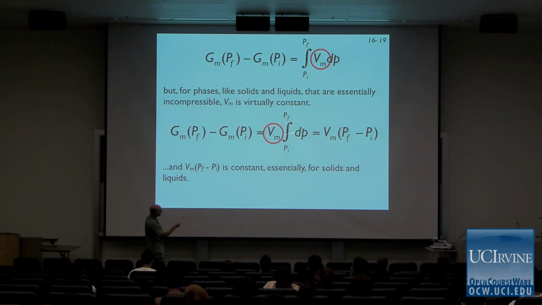We know what the molar volume of the liquid or the solid is, and we can just treat this as a delta P. We move the molar volume out front. These are now molar quantities; we just attached an M to everything. If it's a liquid or a solid, this is going to give us an excellent approximation to the Gibbs energy change that we're looking at as a function of pressure. Really simple.